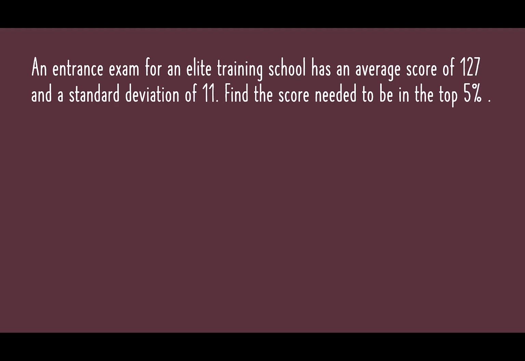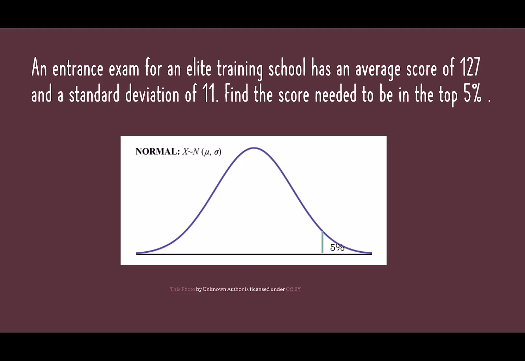Let's try a different situation. An entrance exam for an elite training school has an average of 127 and a standard deviation of 11. Let's find the score needed to be in the top 5%. The top 5% is far on the right, which we would call the right tail. When we're looking at norm.inv, it's always giving us the area to the left. So we need to find the x value that has 95% of the area to the left.